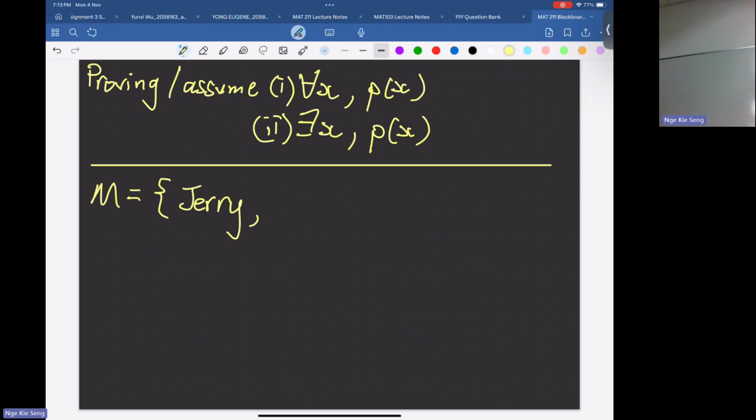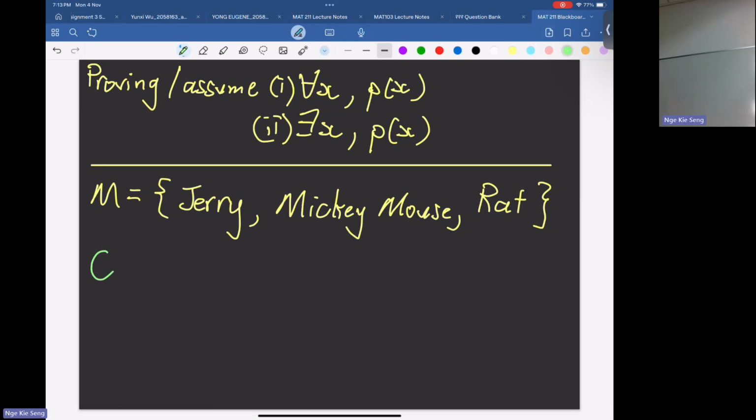So we have Jerry, we have Mickey Mouse, we have Rat, maybe Ratatouille if you like. Okay, so let's look at this statement here. So the claim is: there's a mouse hit by Tom. Okay, so this is a claim.